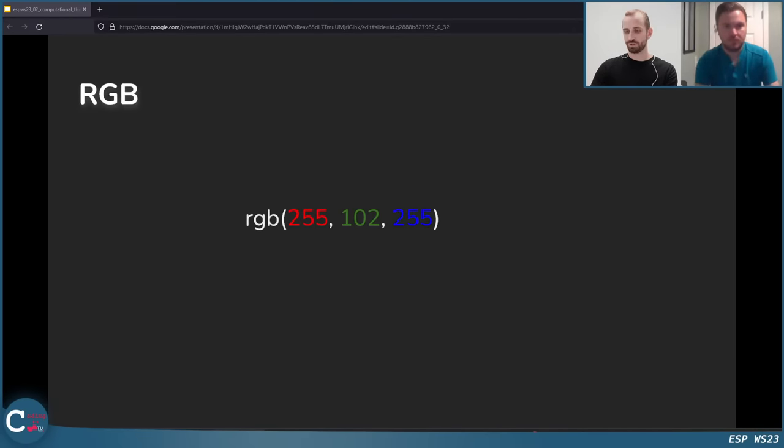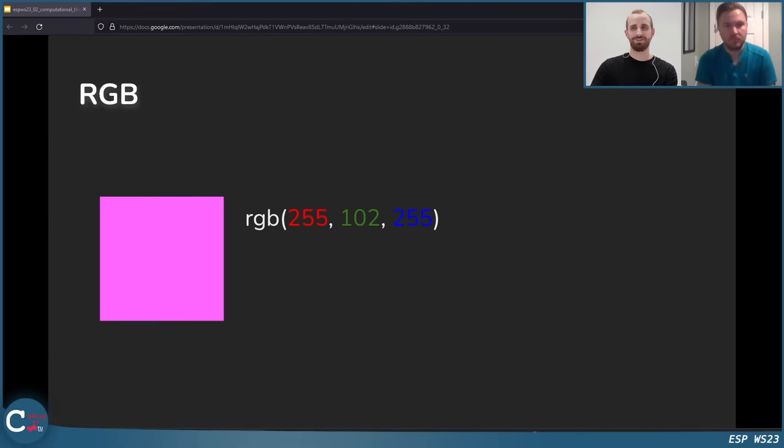So again, a short question to you in the chat: which color could this be? So we have 255 in red, so it's much red, then 102 in green and 255 in blue. Yeah, I see already an expert who knows that. Yeah, that's pink, a very nice looking pink.